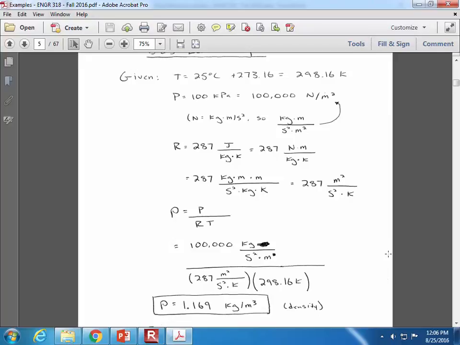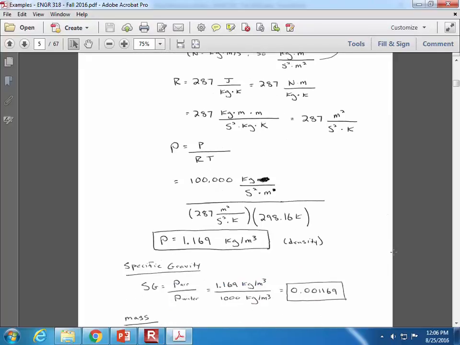And once we have the density, it's easy for us to find the specific gravity. Remember, the definition is just the ratio of whatever we're talking about, in this case air, relative to water. So water has a density of 1,000 kilograms per cubic meter. This has a density of 1.169. So there's our specific gravity.